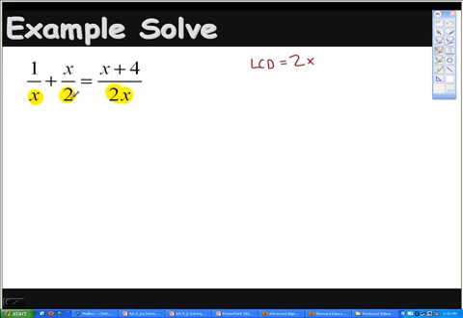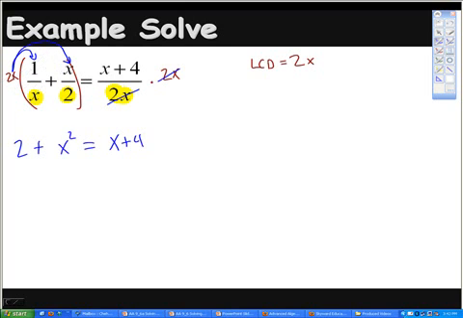So what I'm going to do with that LCD is multiply both sides of the equation by that LCD. What that's going to do for me is clear all the fractions. So let's work on the right side first. It's a little easier on this side because 2x just reduces with 2x, leaves me x plus 4. Here, when we distribute the 2x to the 1 over x, the x is reduced. 2 times 1 is 2. Plus, we distribute the 2x to the x over 2. The 2 is reduced. I have x times x is x squared.